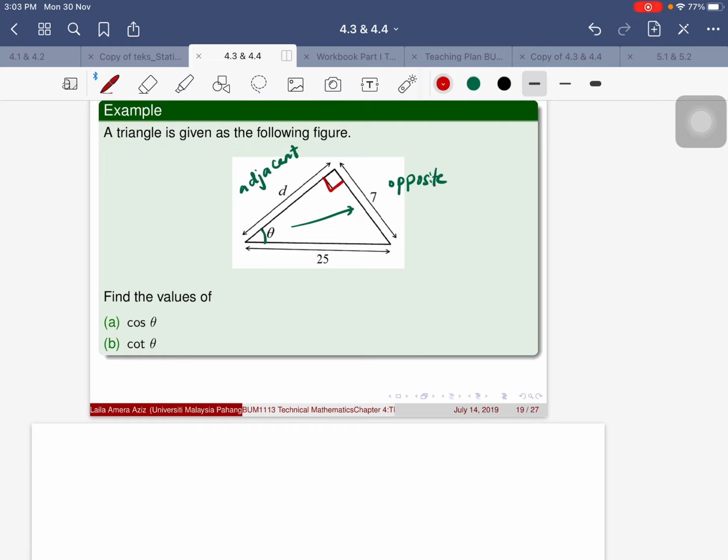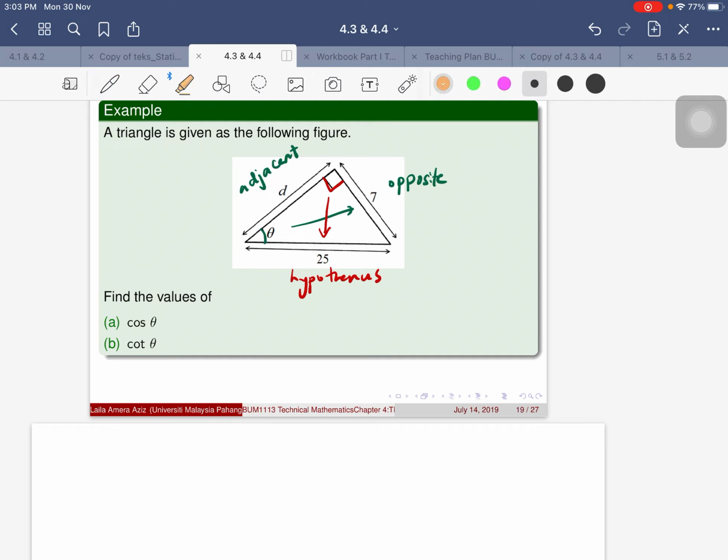The longest side of a right triangle is opposite the 90-degree angle, so therefore 25 is going to be the hypotenuse. Okay, so how do we find the value of cos theta? First of all, what is cos? Cos is adjacent over hypotenuse.